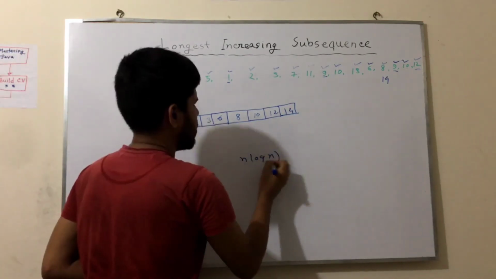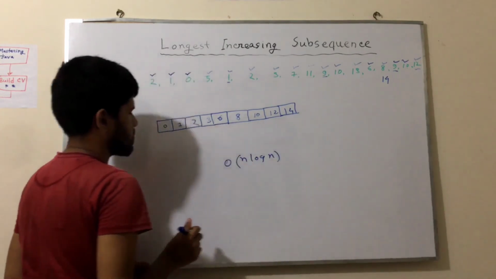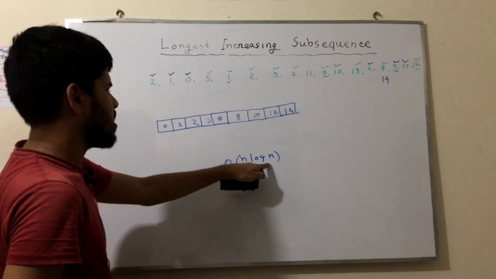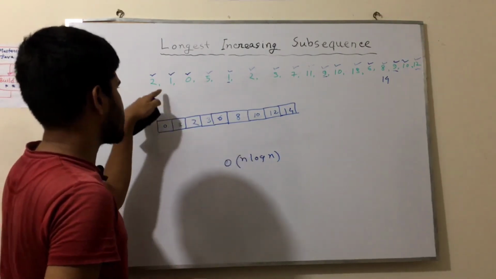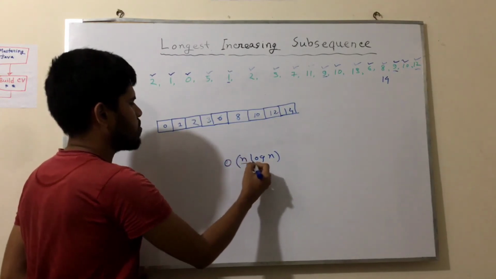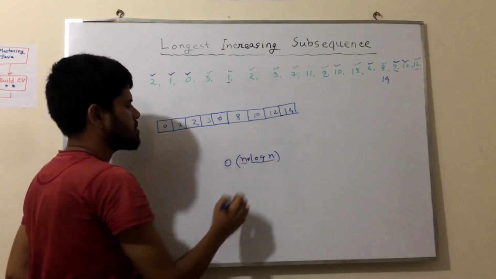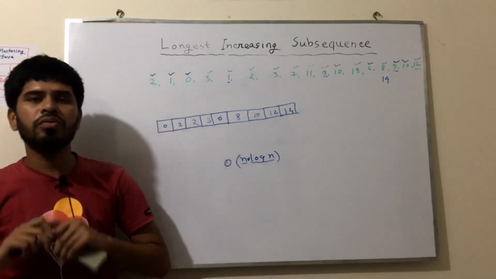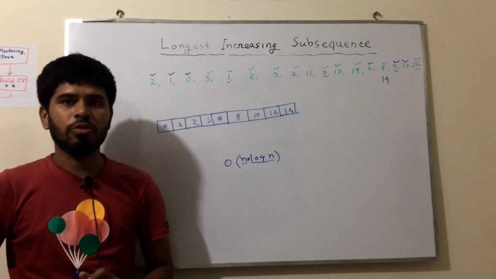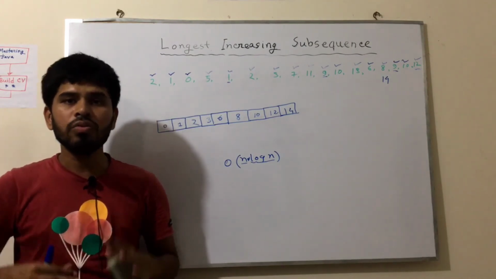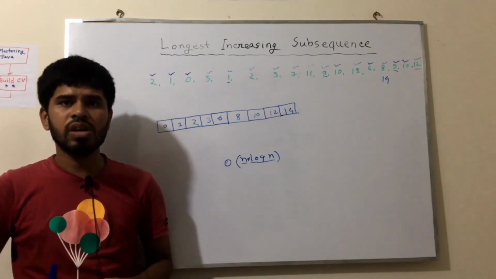This algorithm will take n log n time complexity. We have to apply binary search, that's why it takes a log n, and we have to iterate every single element of the given array, so it will take n, and we have to apply binary search, so it will take n times log n time complexity. This is how we can solve this problem. Hope you have understood the algorithm and the core intuition of this algorithm.